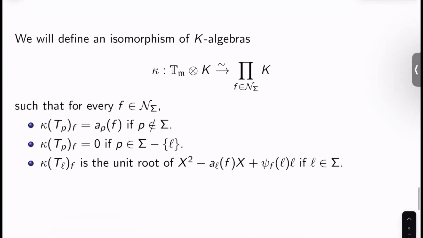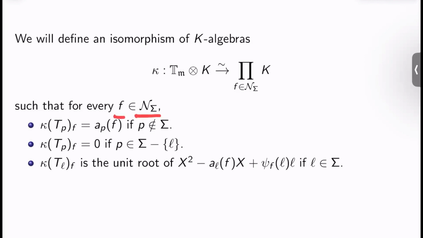Okay, so what we're going to do first is define an isomorphism of K-algebras called kappa, from T sub M tensored up to K, to the product over all f in cal N sub sigma of K. Now, K here in this case is really just K prime sub f. Keep that in mind, okay? And this isomorphism is going to have the following properties.